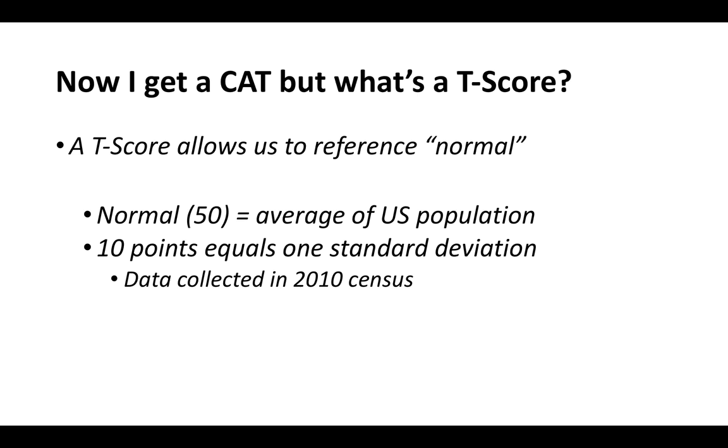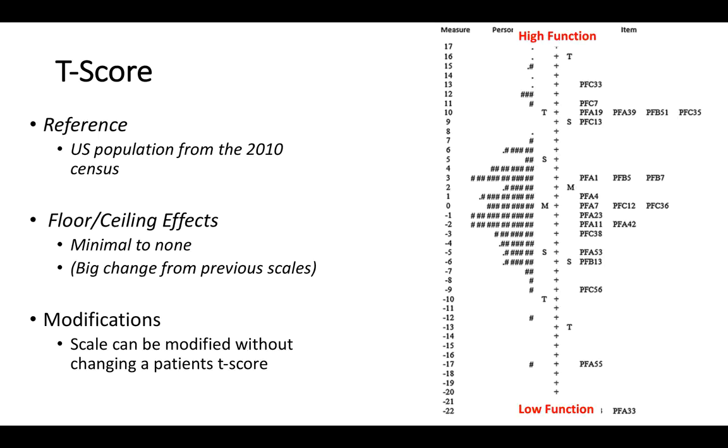PROMIS scales result in a T-score, or a standardized score. In this case, each PROMIS scale was standardized to the U.S. population using data from the 2010 census. What this results in is that a score of 50 is equal to the average of the U.S. population, and 10 points equals 1 standard deviation. So let's summarize using this graphic to the right.